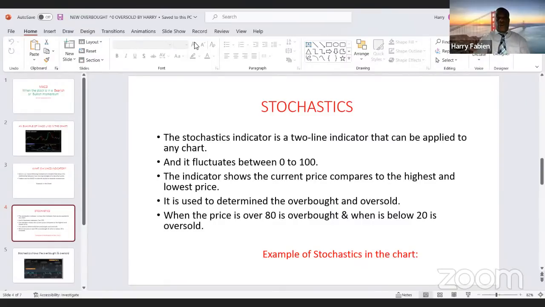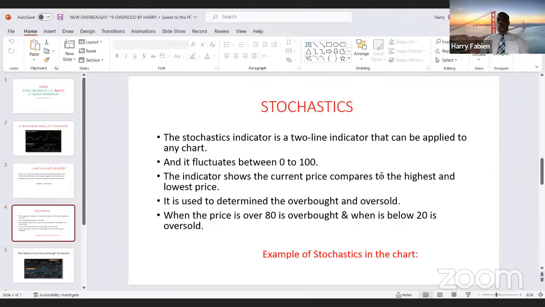I forgot the title when I was putting myself in the live so people can know, but I will put it now. The stochastic indicator is a two-line indicator that can be applied to a chart, and it fluctuates between 0 and 100. The indicator shows the current price compared to the highest and lowest price. It is used to determine overbought and oversold. When the price is over 80, it is overbought. And when the price is below 20, it's oversold.